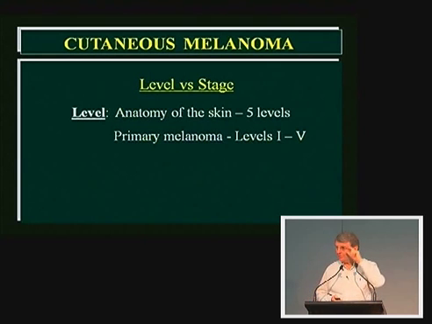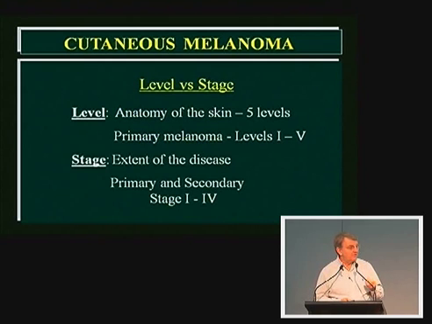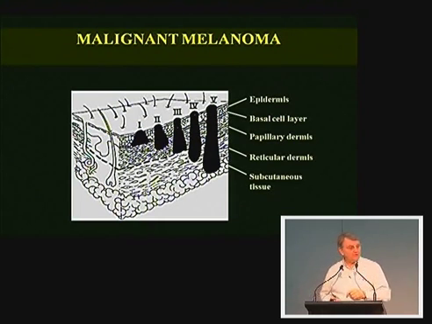Level is the anatomy of the skin. The skin has 5 levels, and level 4 is one of those levels. Stage is the extent of the disease, whether it's confined to the skin, whether it's gone to lymph nodes, or whether it's spread elsewhere. And it's stage 1 to 4. So that's the mixture between the two 4s. So this is level 1, 2, 3, 4 and 5, and these are the layers of the skin.